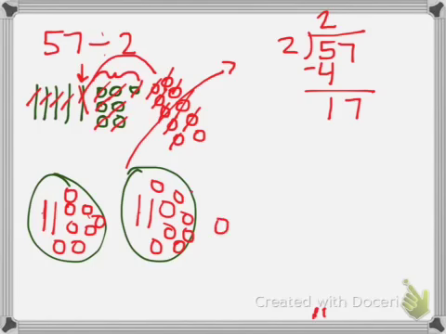Now how many ones are in one circle? 1, 2, 3, 4, 5, 6, 7, 8. How many did I use total? 8, 9, 10, 11, 12, 13, 14, 15, 16. And I end up with 1 left over, which is my remainder.